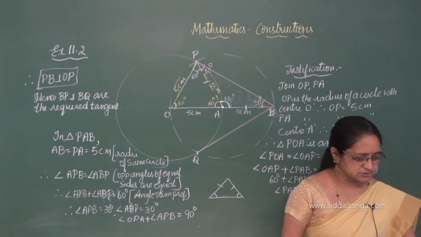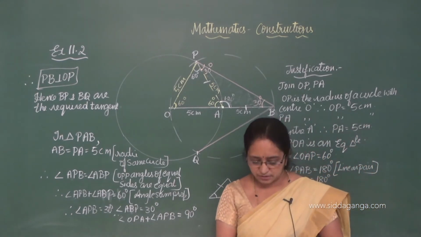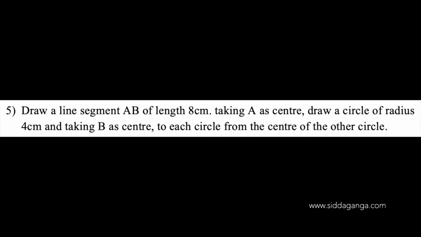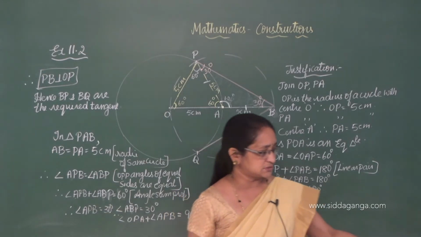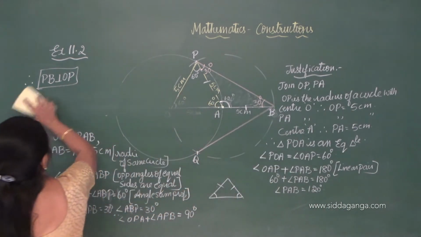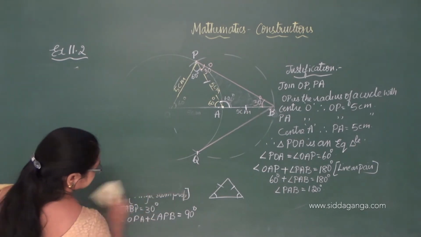Now let us continue with the second one. That is the fifth one of exercise 11.2. Draw a line segment AB of length 8 cm. Taking A as center, draw a circle of radius 4 cm, and taking B as center, draw another circle of radius 3 cm. Construct the tangent to each circle from the center of the other circle. Again, this is a different problem. I hope you understood the question. So read the question once again.